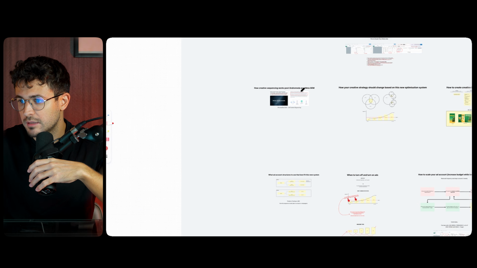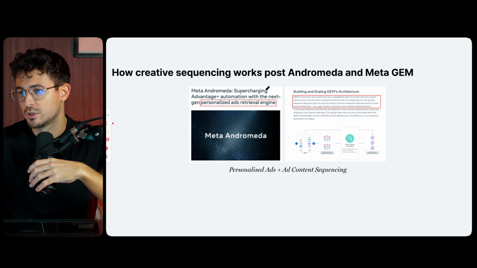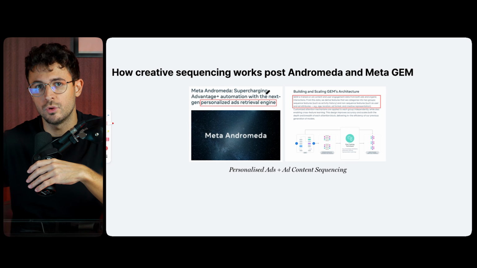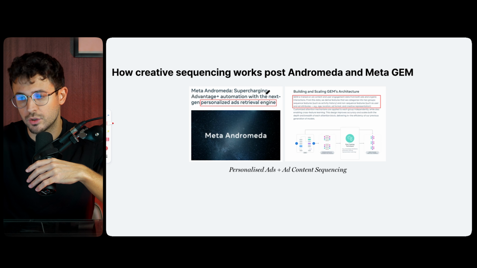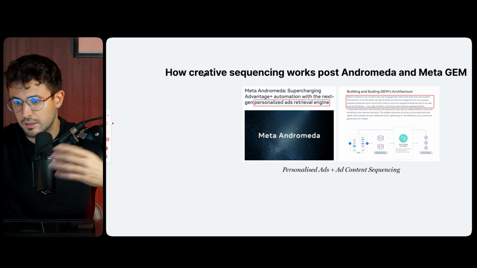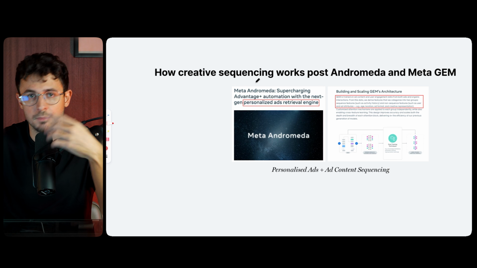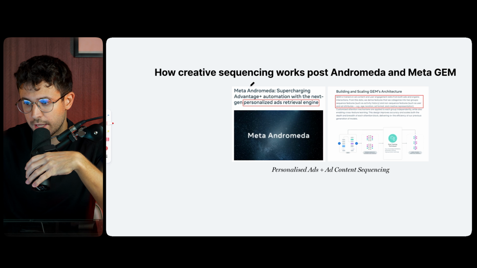First topic is how creative sequencing works post Andromeda and GEM. This is very important for you to know because you need to know the foundation in order to do something about it and implement the actual strategy to make your ads work.